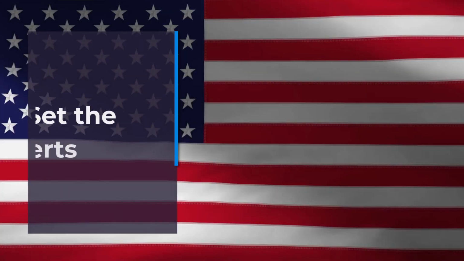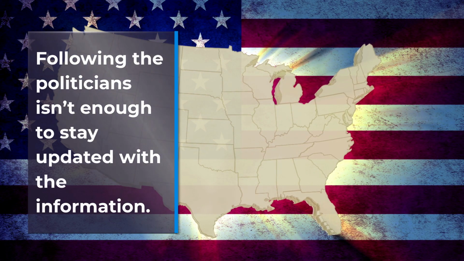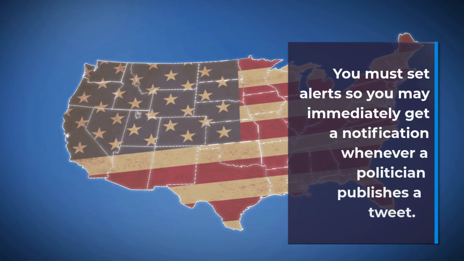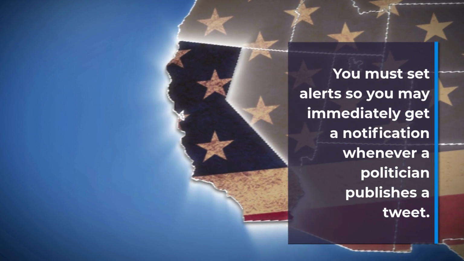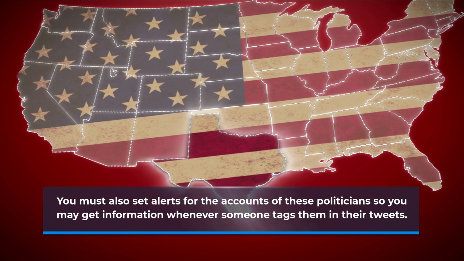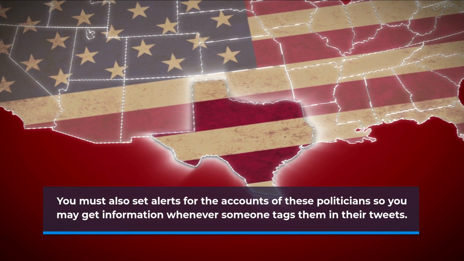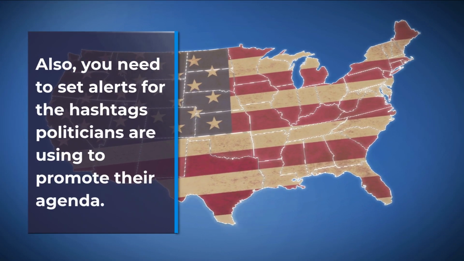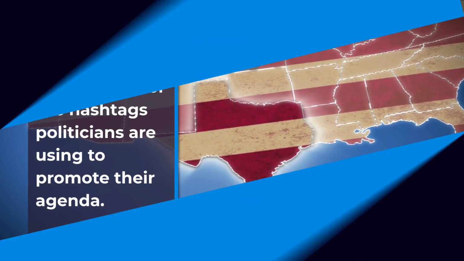Set the alerts. Following the politicians isn't enough to stay updated with the information. You must set alerts so you may immediately get a notification whenever a politician publishes a tweet. You must also set alerts for the accounts of these politicians so you may get information whenever someone tags them in their tweets. Also, you need to set alerts for the hashtags politicians are using to promote their agenda.